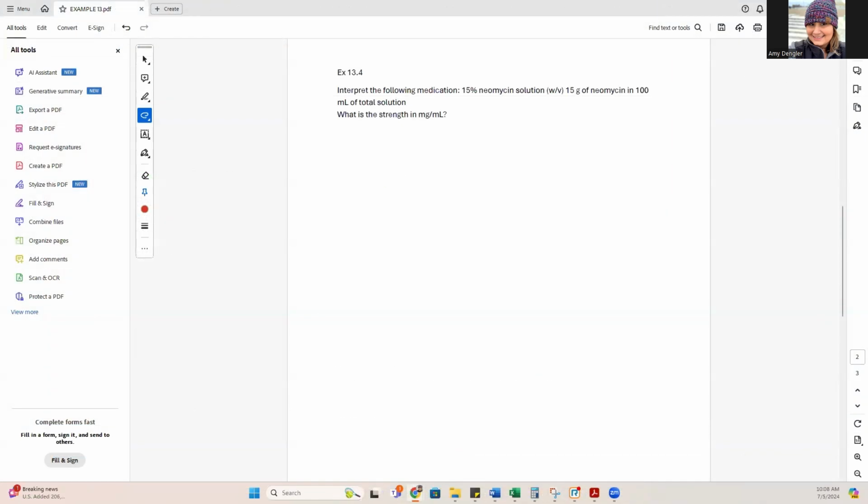Example 13.4. Interpret the following medication: 15% neomycin solution, weight volume. And if we interpret it, it's going to be this piece right here. 15 grams of neomycin and 100 ml of total solution. So that's what a percentage is basically telling us. So we are going to rewrite it as 15% is equal to 15 grams over 100 ml.